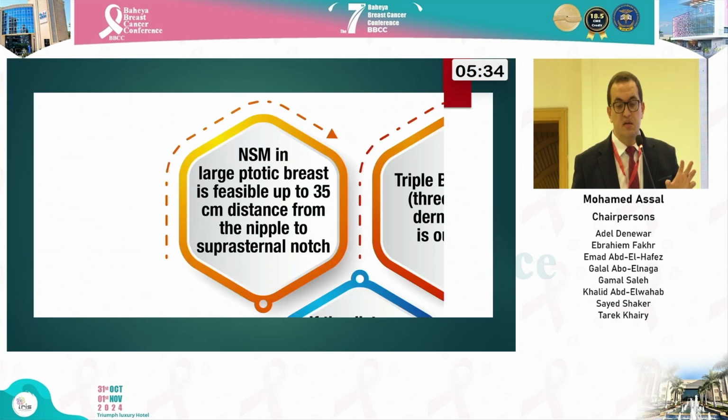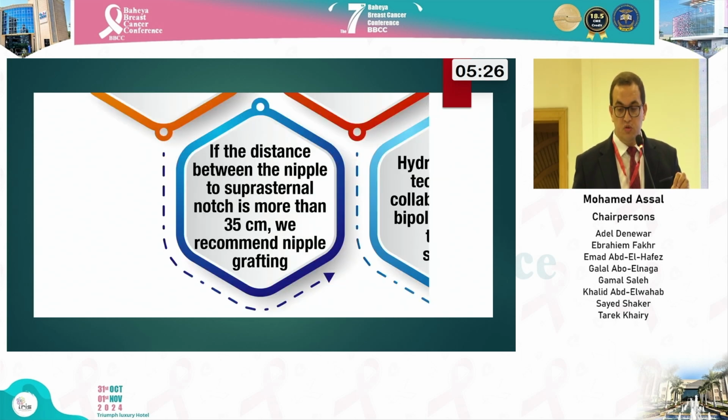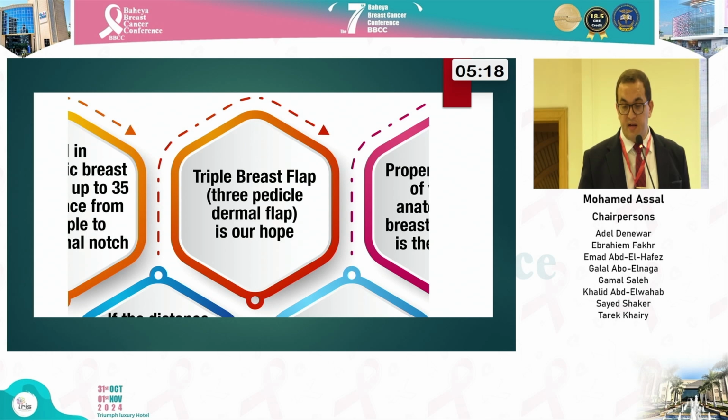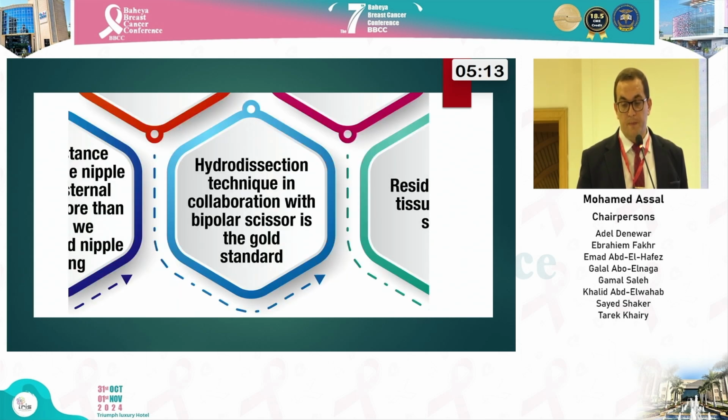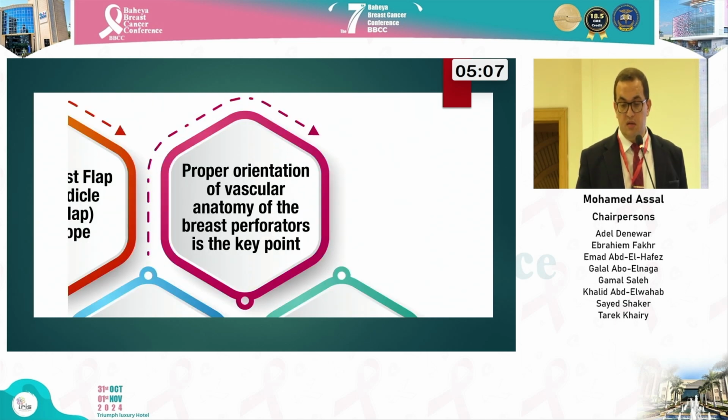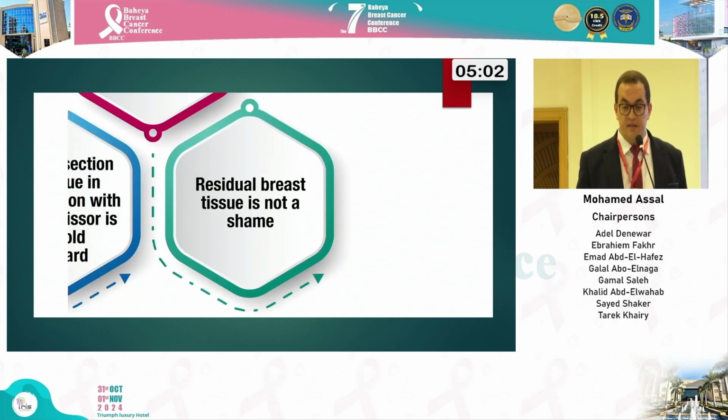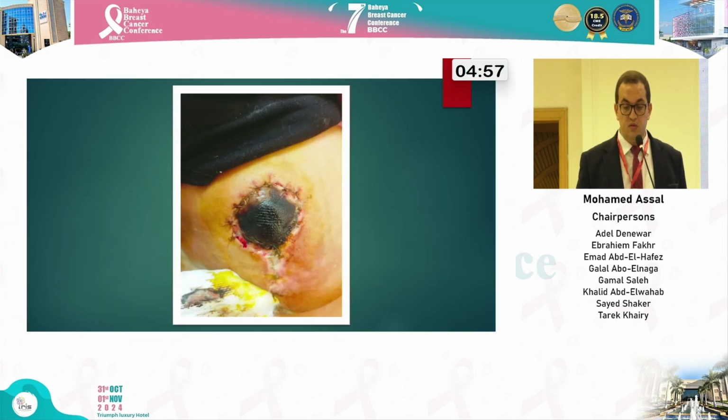Our recommendations: nipple-sparing mastectomy in the large ptotic breast is feasible up to 35 centimeters distance from the nipple to the suprasternal notch. If the distance between the nipple and suprasternal notch is more than 35 centimeters, we recommend nipple grafting. And the tripedicle breast flap, the three-pedicle dermal flap, is our hope. Hydrodissection technique in collaboration with the bipolar scissor is the gold standard. And proper orientation of the vascular anatomy of the breast perforators is the key point. And the residual breast tissue in case of the conservative mastectomy is not a shame.